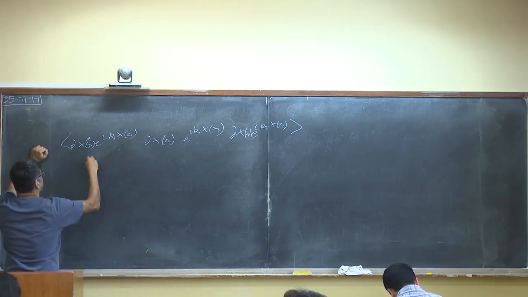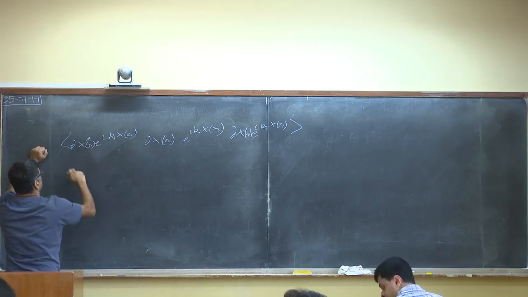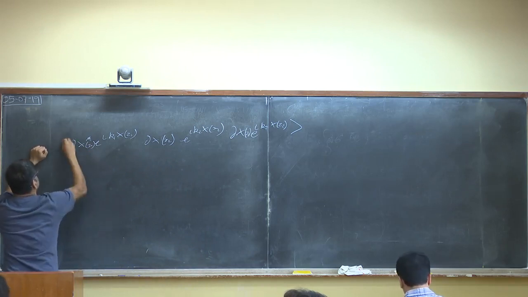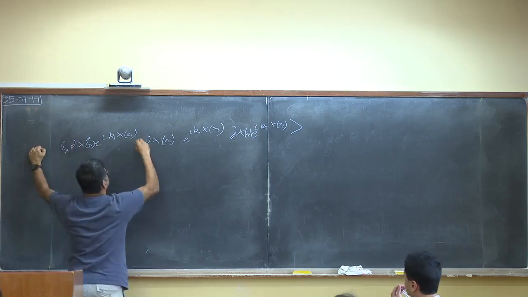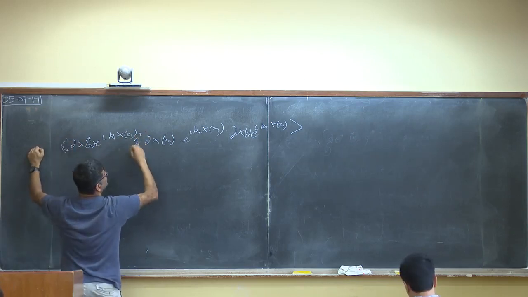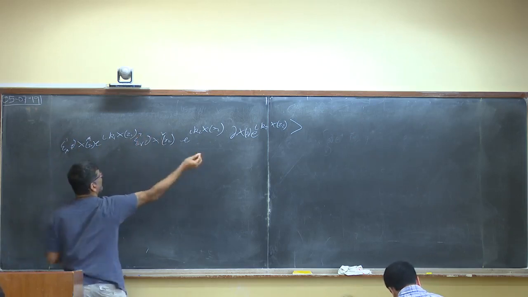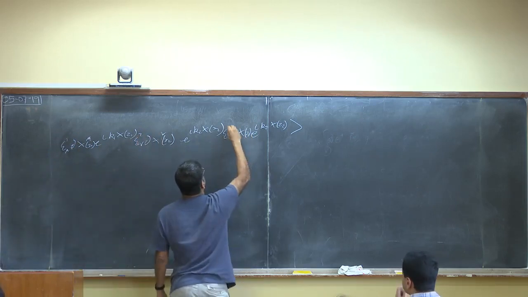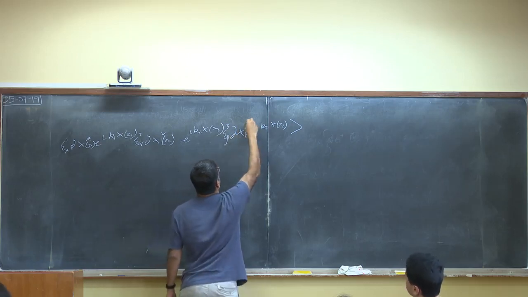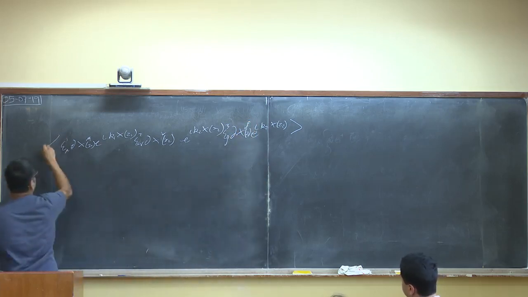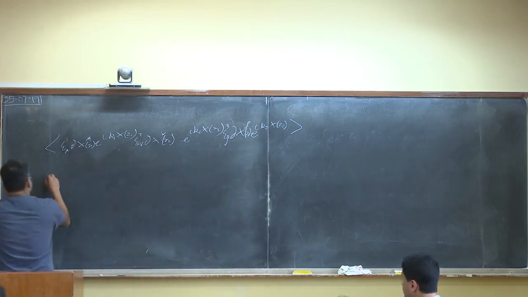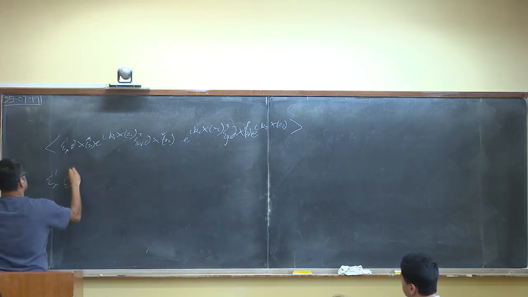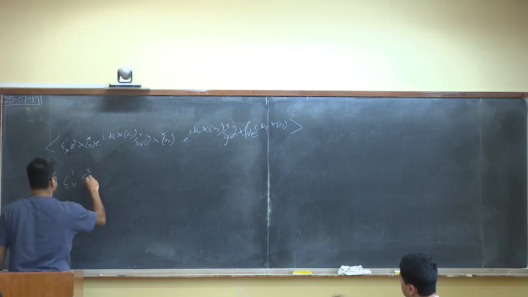So here we had, okay, and let's put zeta 1 mu, zeta 2 nu, and zeta 3 rho. Okay, so of course the answer was proportional to zeta 1 mu, zeta 2 nu, zeta 3 rho.